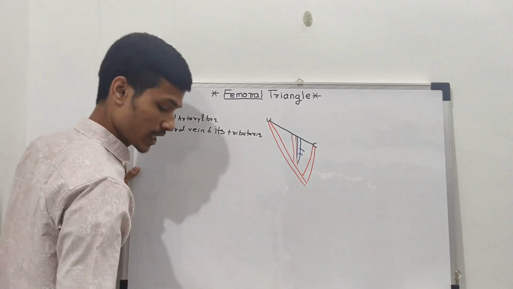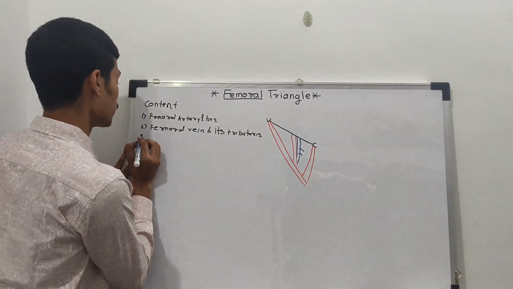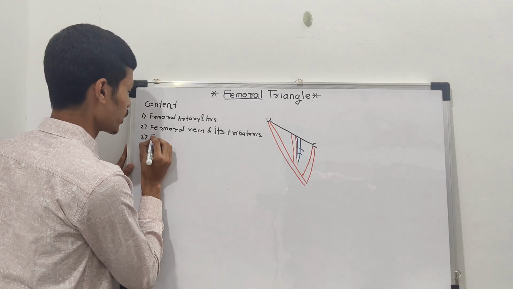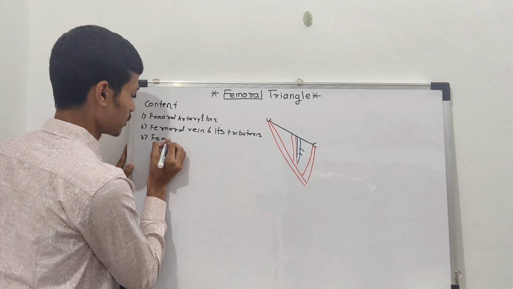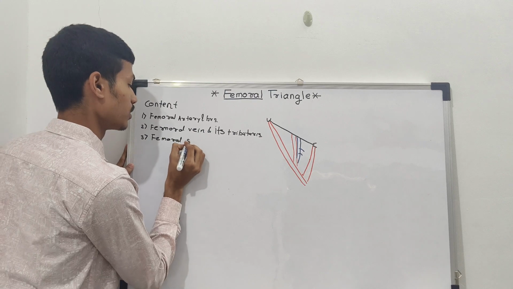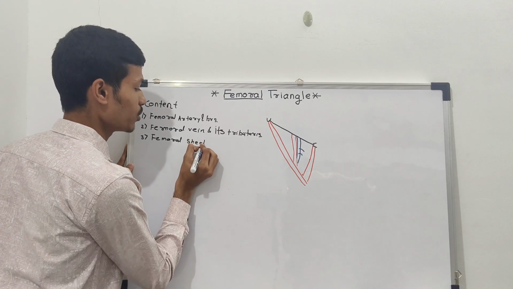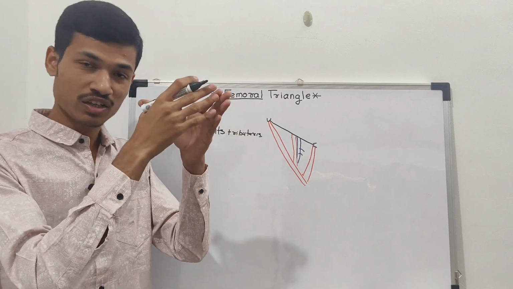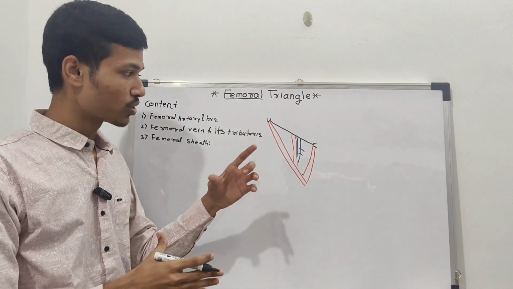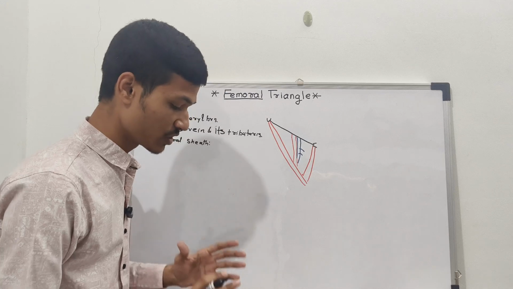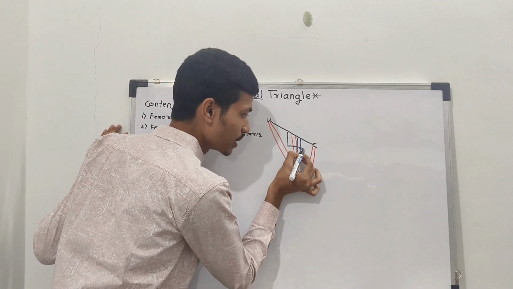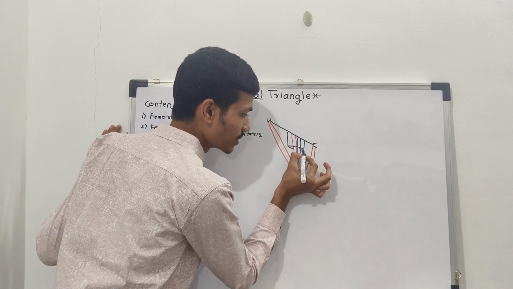Okay, then next we have the content, that is the femoral sheath. The femoral sheath is nothing but a covering. It is a sheath which covers the upper 4 centimeters of the femoral vessels.